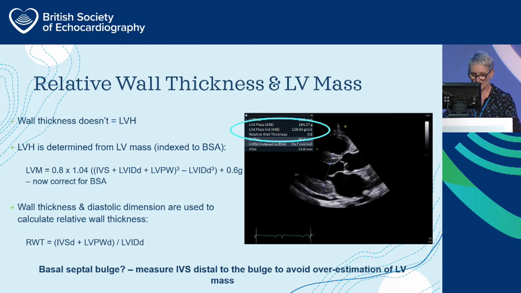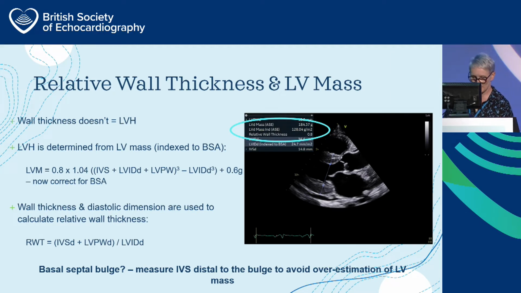So LV mass is calculated in a parasternal long axis view using the cube formula. I've left the equation on the slide. Thankfully, your echo machine will do it for you. And if you've entered the patient's height and weight before you started scanning, it also indexes the measurements for you as well. Wall thickness and diastolic dimensions are used to calculate relative wall thickness. And again, I've popped the equation on the slide for that. Again, your echo machine will do it for you.